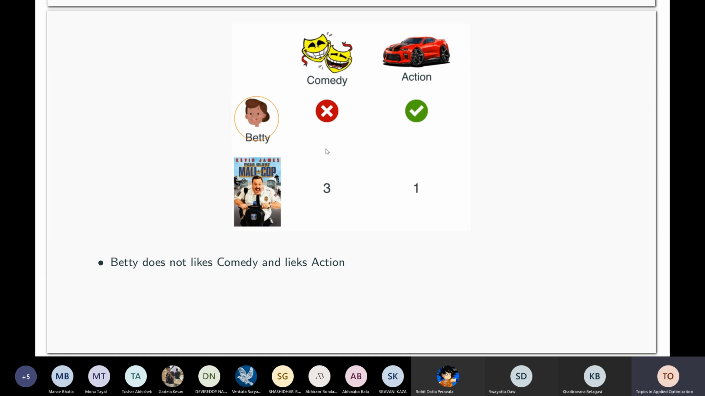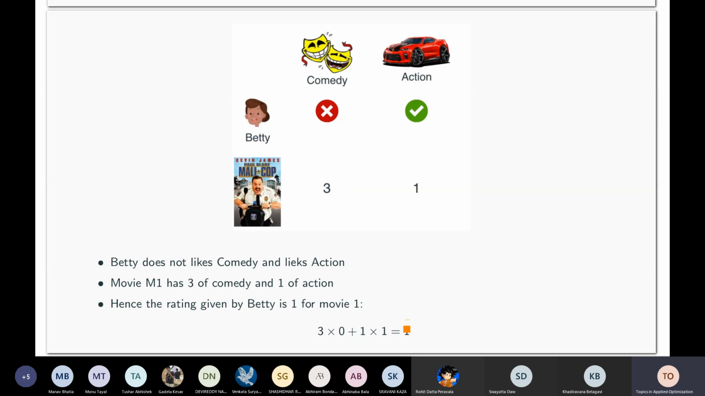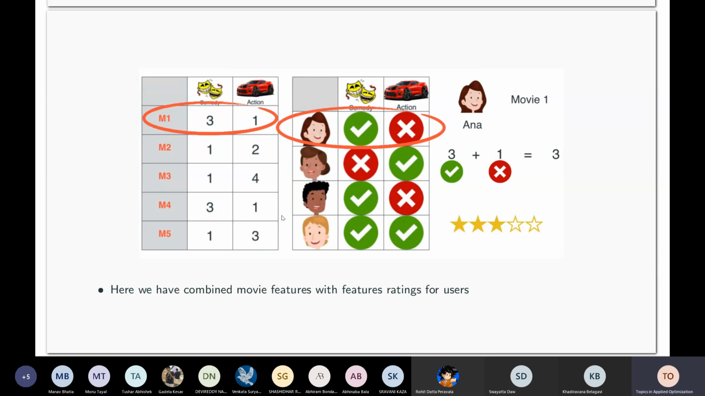Now Betty likes action more than comedy. So in her case it will be 0 times 3 plus 1 times 1. So it seems that she is going to predict 1 for this movie.